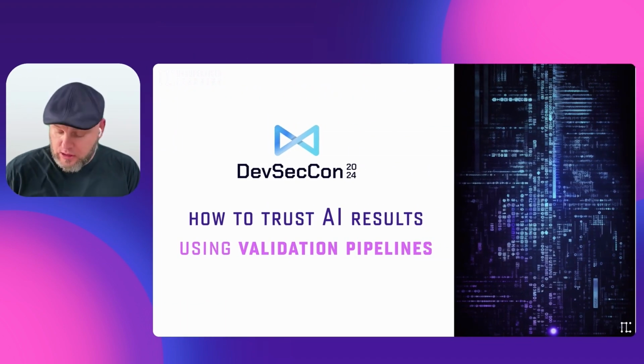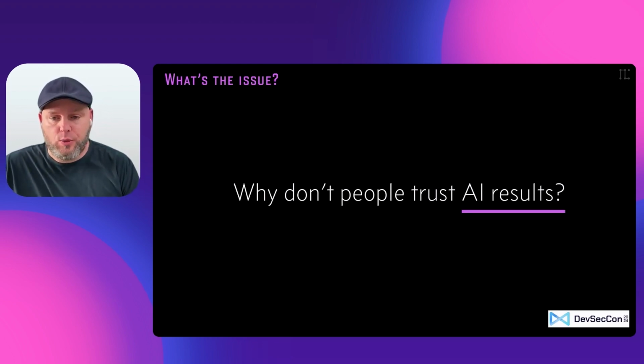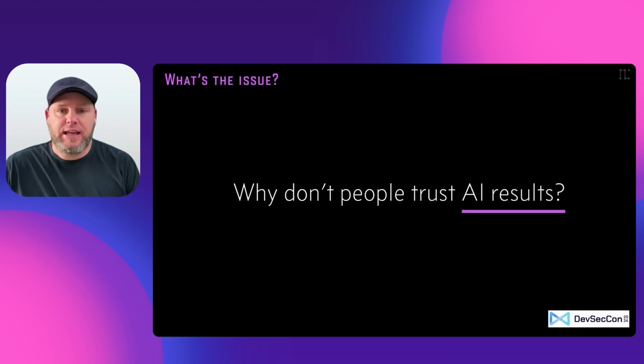What I would like to talk about today is how to figure out how to trust the output from AI. Specifically, I want to ask a particular question: what is our current problem that people are having with trusting AI? And why don't we trust the output from it?